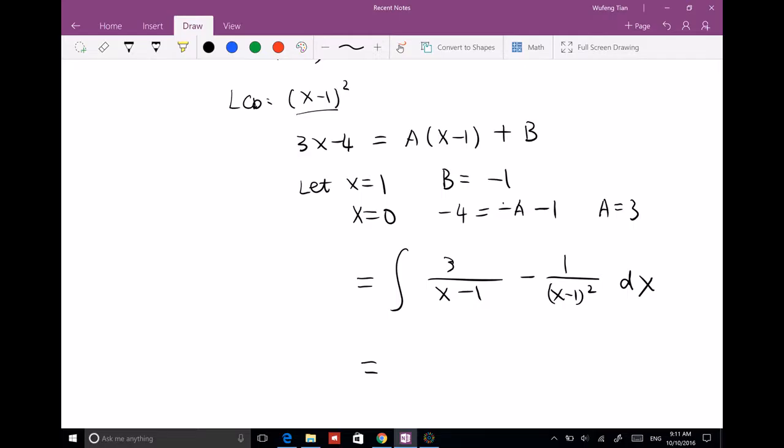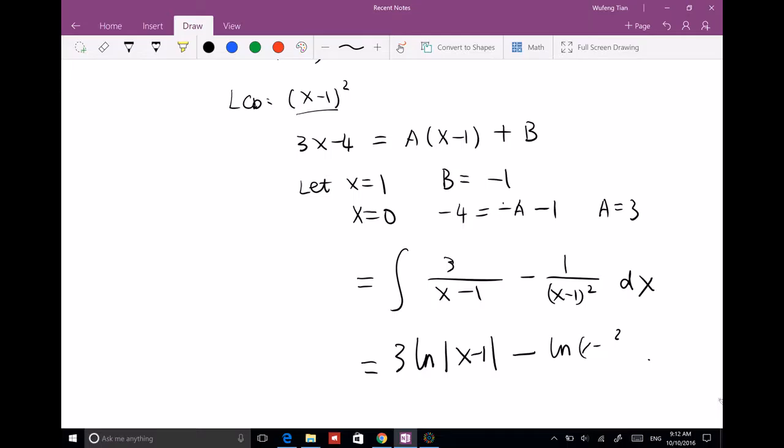Okay, I'm going to call a student here. Could you please help me here? Three ln x minus 1 minus... okay, this one is a question mark.